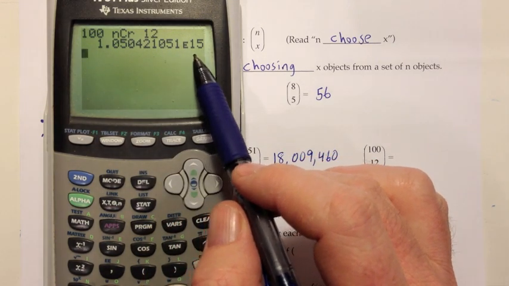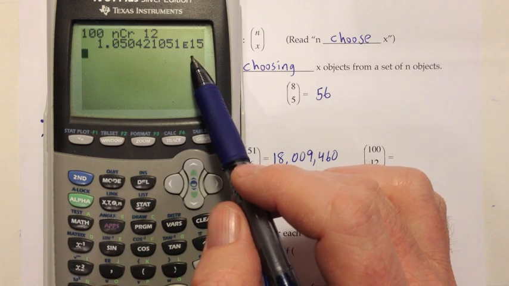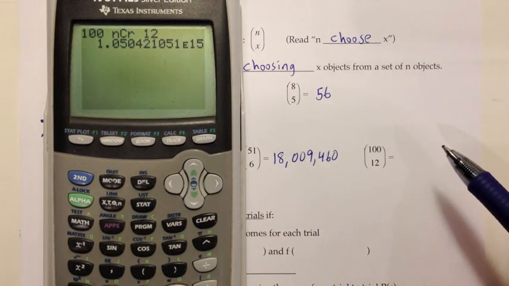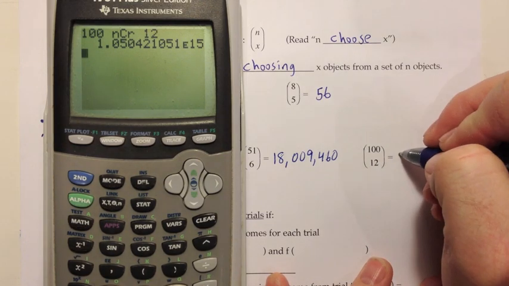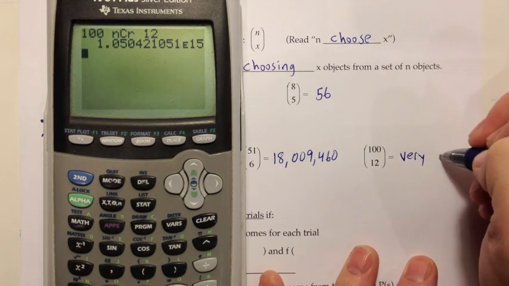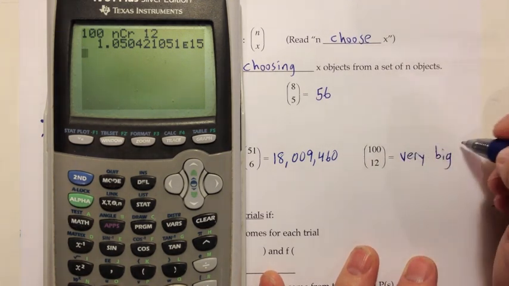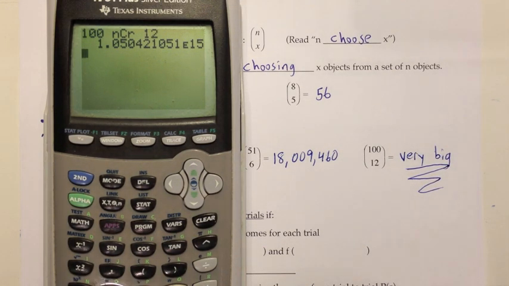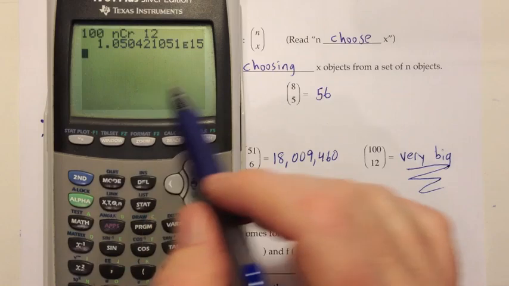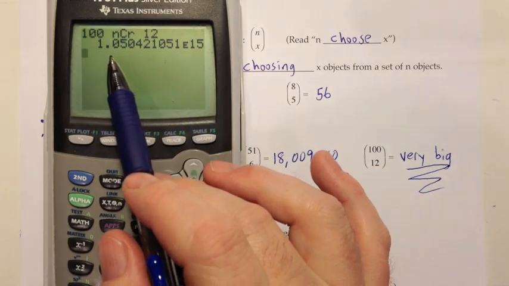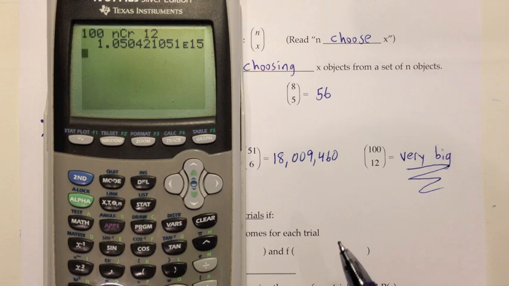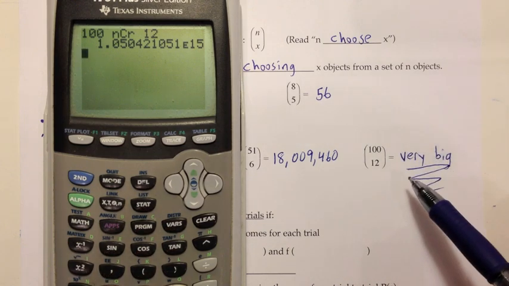But actually, if you look over here at the E15, that's scientific notation, which means we have to move the decimal to the right 15 places. So I'm just going to write down that this is very big. And that may seem like a strange thing to write. If you want to, you can move that decimal 15 places over. I believe it's 1,050 trillion, or 1 quadrillion, roughly, different juries that you can form.